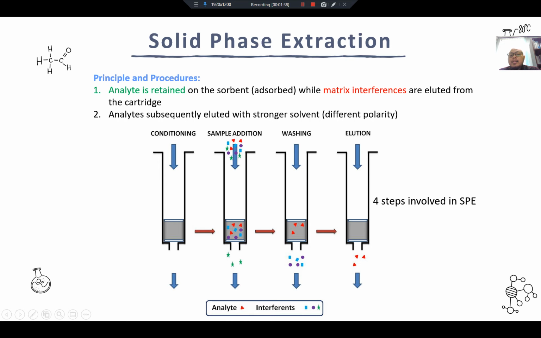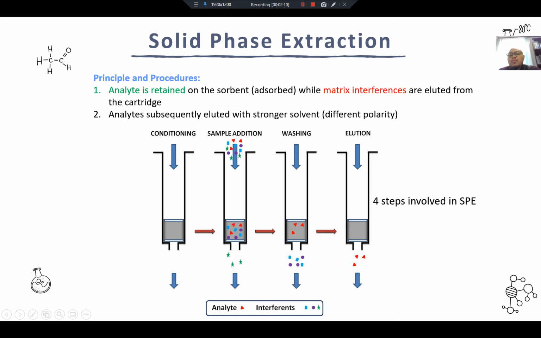Before that we need to be really careful choosing the particular cartridge. So we need to choose a suitable sorbent so it can retain our targeted analyte. And then after we add our sample, we proceed to the washing process, where we introduce a solvent that does not actually elute the analyte, it only removes the interference.